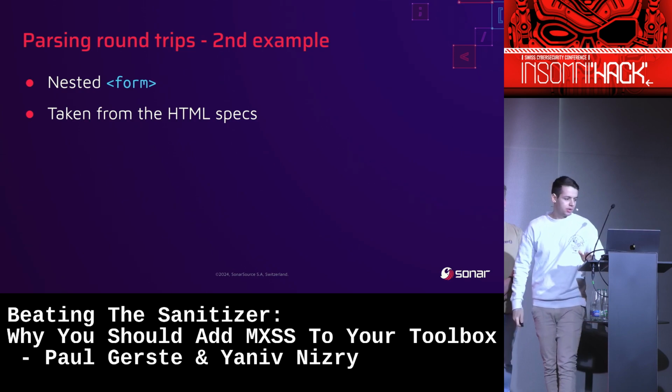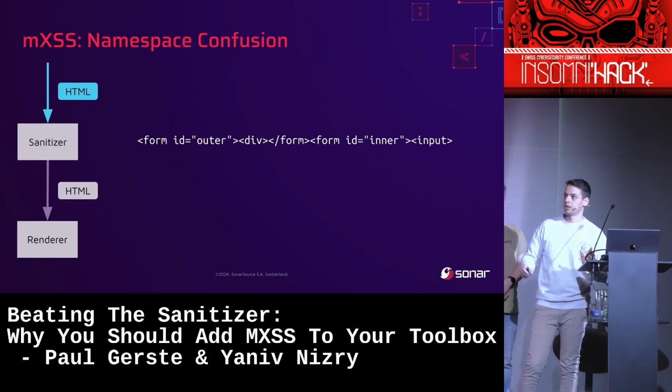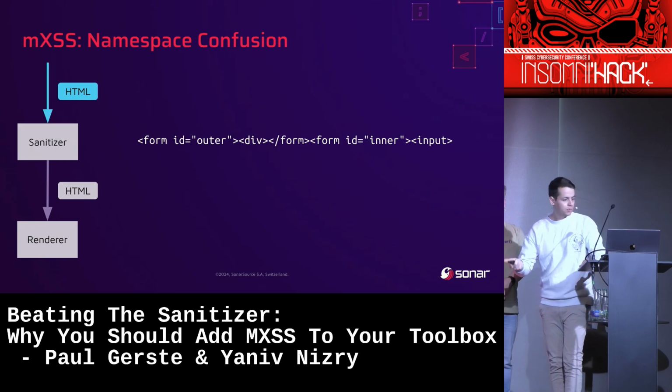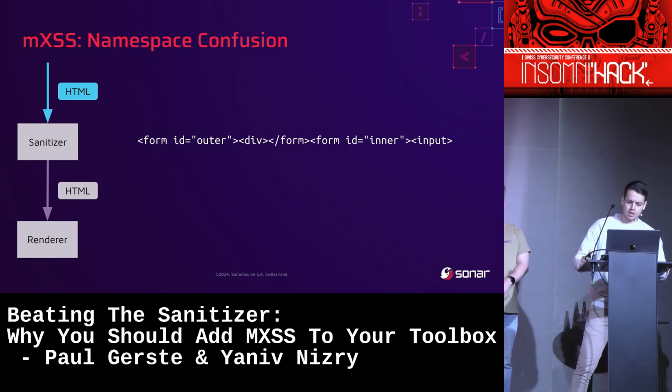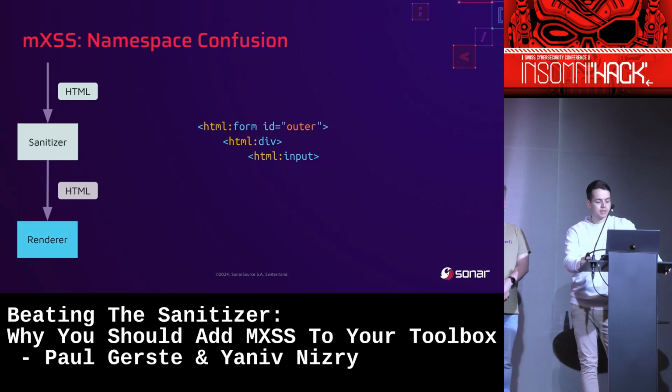In the section of the parsing round trip, this example goes like this, again taken purely from the specification. Here we have an outer form, then a div, then a closing form, and another form inside of it. For some reason, if you put that input to a parser, initially you will have a nested form. But when you reparse it, the second form will just get deleted.